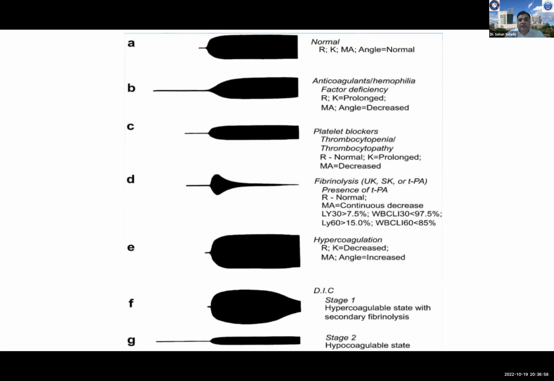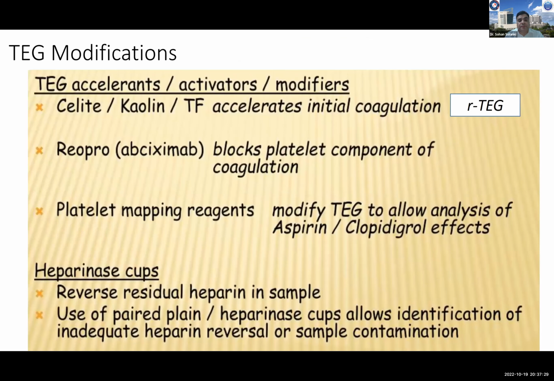So these are all different types of waveforms. You can see the normal, where the R, K, and MA are all normal. You can see here the R is prolonged, with some deficiency of the clotting factors. Here the MA is slightly less, so there is some platelet dysfunction. This is the fibrinolysis. In this one there is some hypercoagulation, and then you see the DIC, where you will see two stages: first the hypercoagulable, and then the second stage the hypocoagulable.